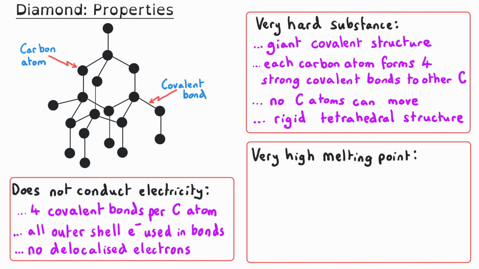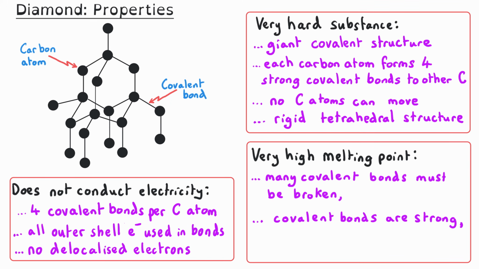And the third and final property of diamond is that it has a very high melting point. Unlike for simple molecules, where you need to overcome the forces between molecules, giant structures contain a large number of covalent bonds, and you need to break this huge number of covalent bonds in order to separate out the atoms. And covalent bonds are very, very strong, and so a lot of energy is required to break them, and you only have enough energy to break them at high temperatures, hence the high melting point.